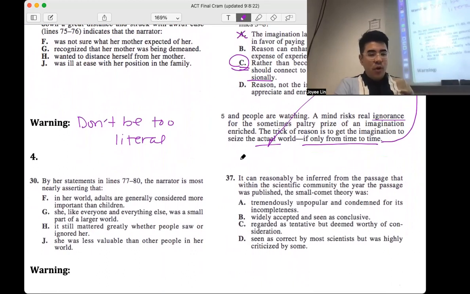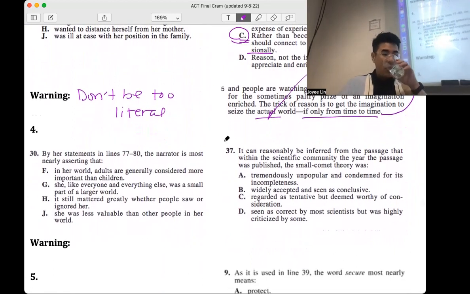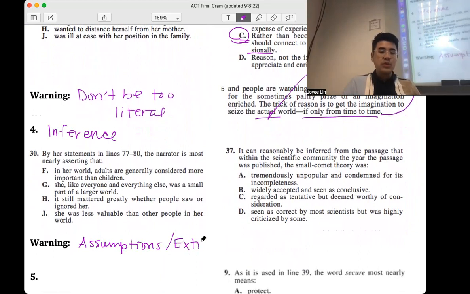Question type number 4, we have nearly asserting and inferred. What are we doing there? Inference, and what do we have to be careful of? Assumptions. Assumptions. What else do we have to be careful of? Too specific, too extreme, right? What do you think would be the most broad for number 30 here?